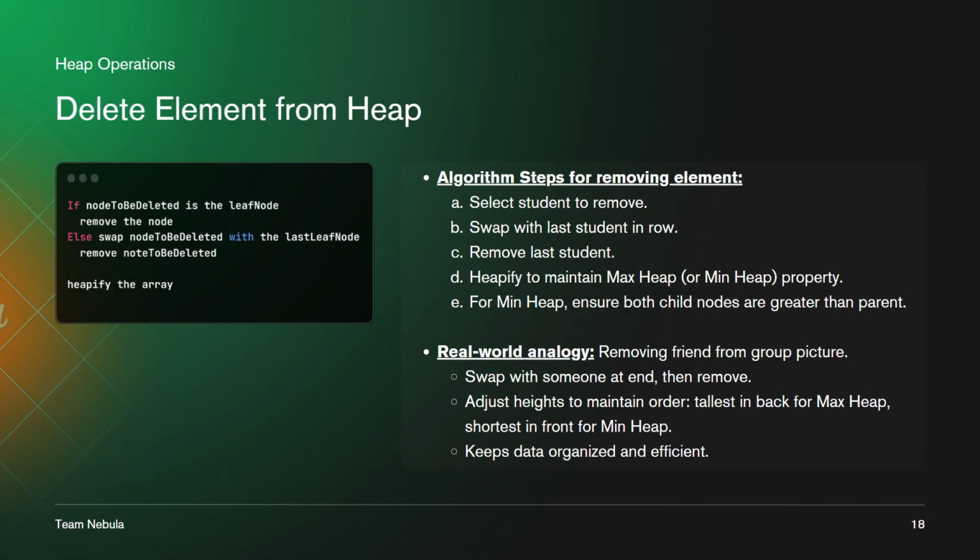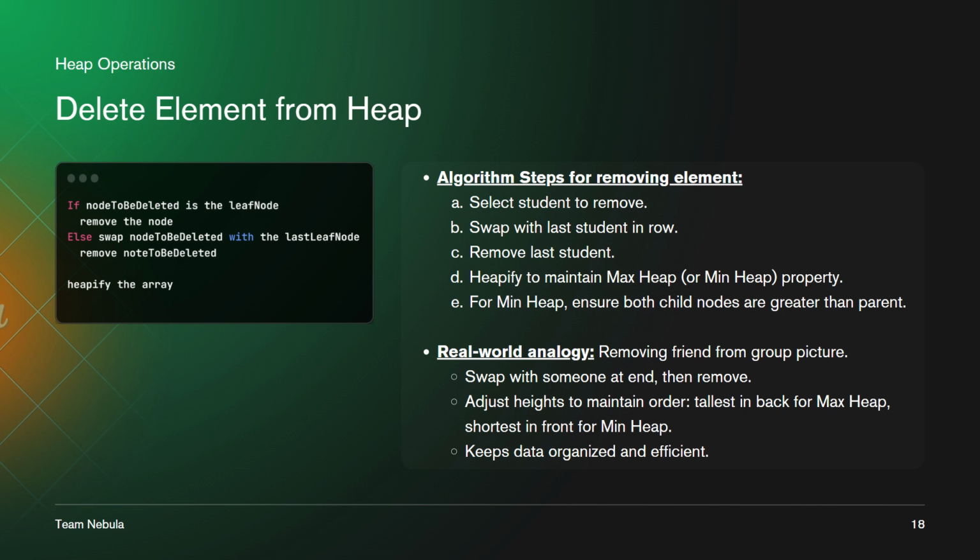So these are the steps of the algorithm. Choose the student you want to remove. Swap that student with the last student in the row. Remove the student from the end, which is the last node. Heapify the arrangement to make sure the tallest students are still at the top for max heap. For min heap, the process is similar, but this time we make sure both child nodes are greater than the parents, so the smaller students are still on top.